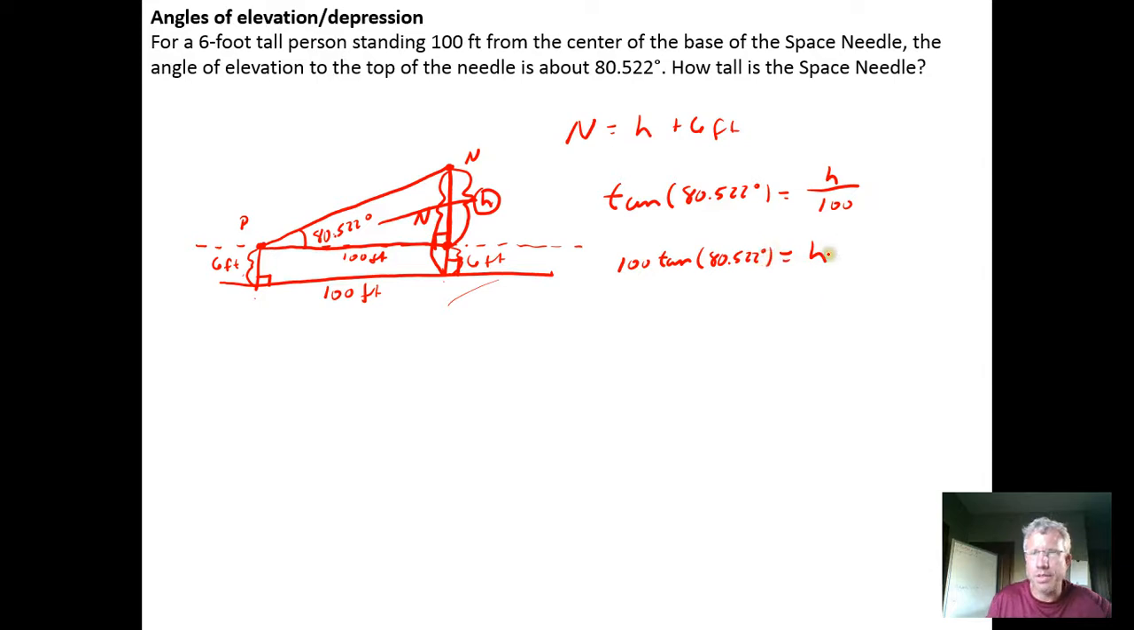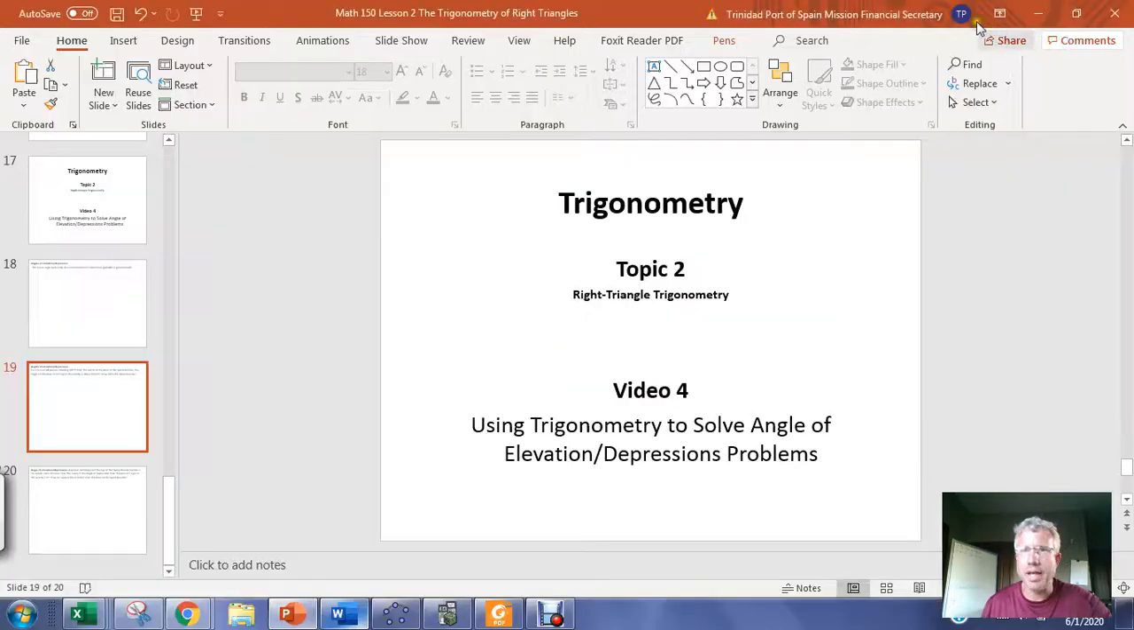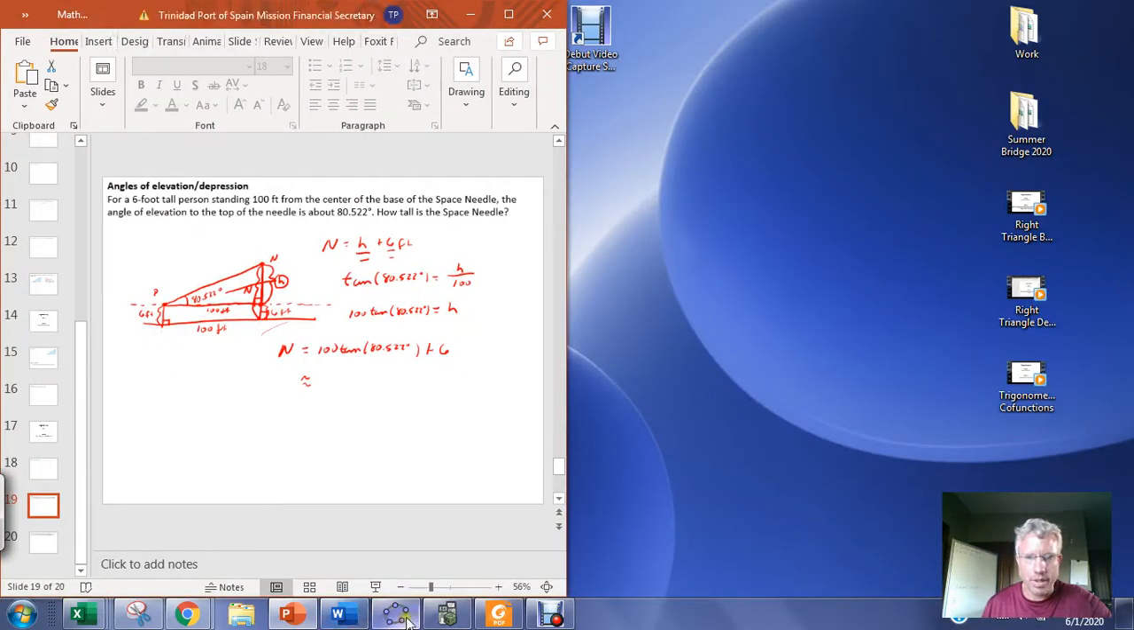Now I know that 100 times the tangent of 80.522 degrees is equal to h, which means that the height of the Space Needle is 100 tan 80.522 degrees, plus the extra 6 feet, that's the height of the person. And then I can approximate this using my calculator. So we'll kick over to the calculator.